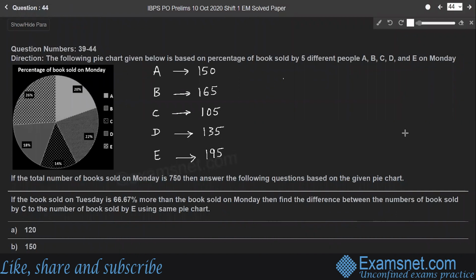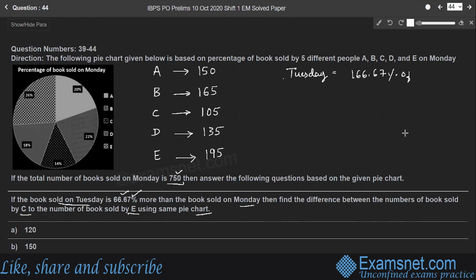Question 44. If the books sold on Tuesday is 66.67% more than the books sold on Monday, then find the difference between the number of books sold by C and the number of books sold by E using the same pie chart. Here, students, the total number of books sold on Monday is given, which is 750. Using this, you have to find the number of books sold on Tuesday, which is 66.67% more than books sold on Monday.